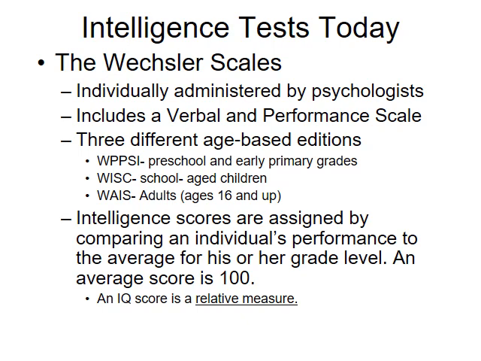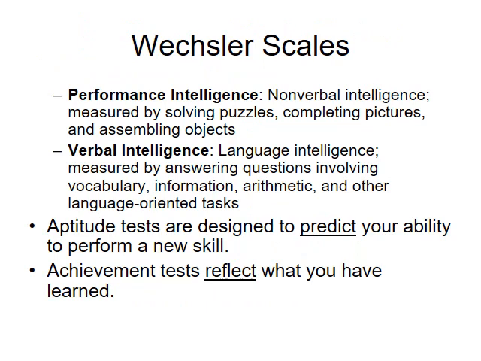And again, here they're going to compare the individual's performance with his or her grade level, and an average score is again 100. So an IQ score, whether you're using a Wechsler scale, whether or not you're using the Stanford-Binet, all of those things, what they give you is a relative measure, you in relation to your peers. The performance part of a Wechsler scale is usually nonverbal, solving problems, completing pictures. We'll look at all of this on the next slide. Verbal intelligence, your language intelligence, your ability to answer questions, including verbally answering arithmetic questions and other language tasks.